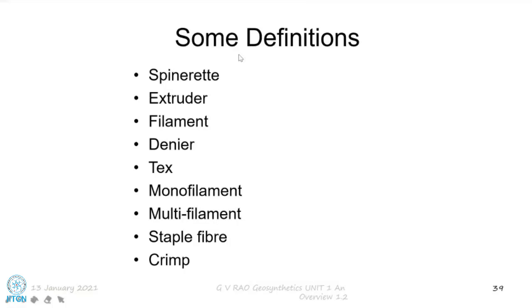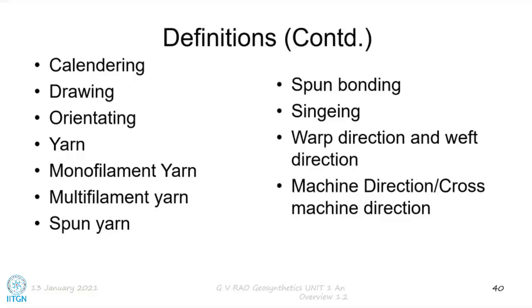Okay, so what are the terms we use now? For us, the spinneret and extruder are exactly the same. Filament, we said, is continuous filament being extruded. We defined denier, we defined tex, we said monofilament, multifilament, staple fiber, and staple fiber means cut pieces of monofilament only, which are crimped by compressing after cutting, so that it has that crimped shape, and that will help interlocking when we're making the yarn out of it.